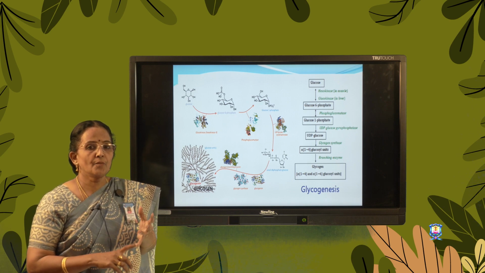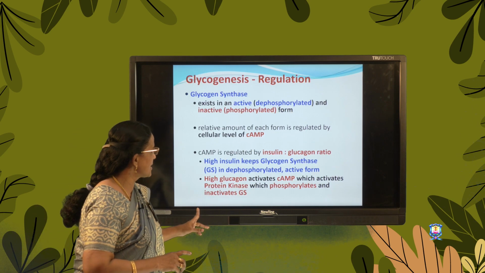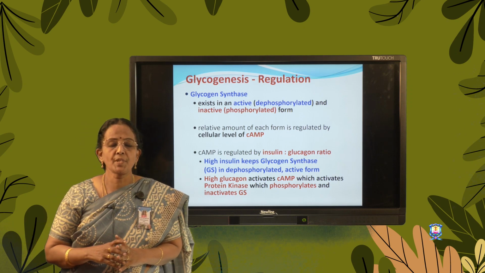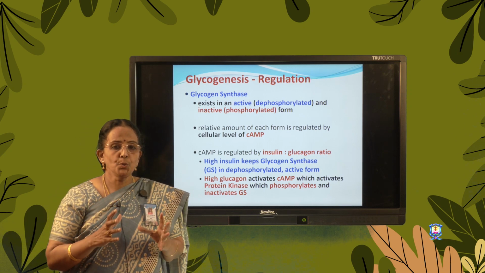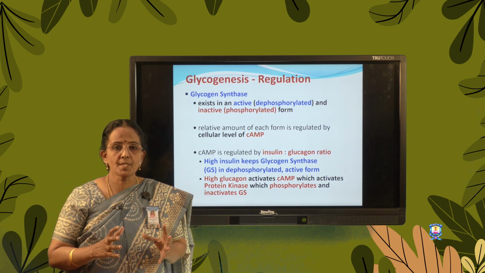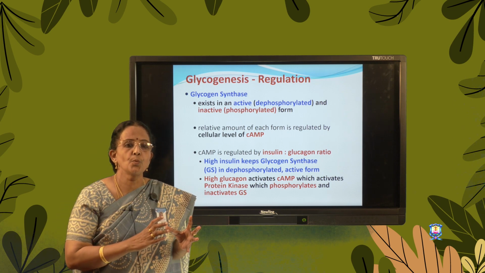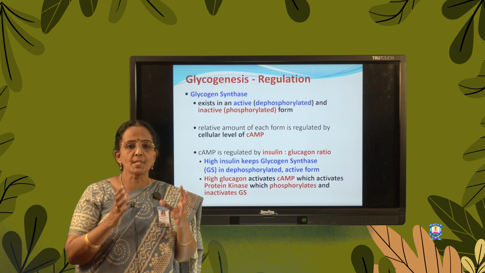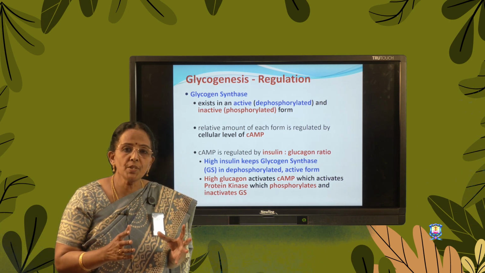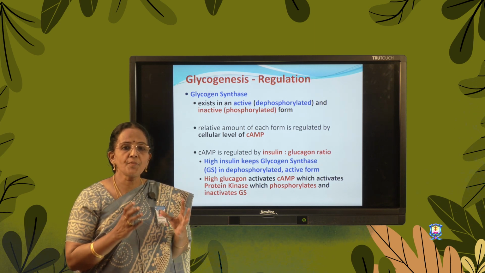So we have seen the 5 steps that are involved in glycogenesis. Now a little bit about the regulation of glycogenesis. As we know, the process of glycogen synthesis is a storage form of carbohydrate. So when will glucose be converted to glycogen? Only in the fed condition when the blood glucose level increases. Which hormone will come into action? Insulin. What is the function of insulin?